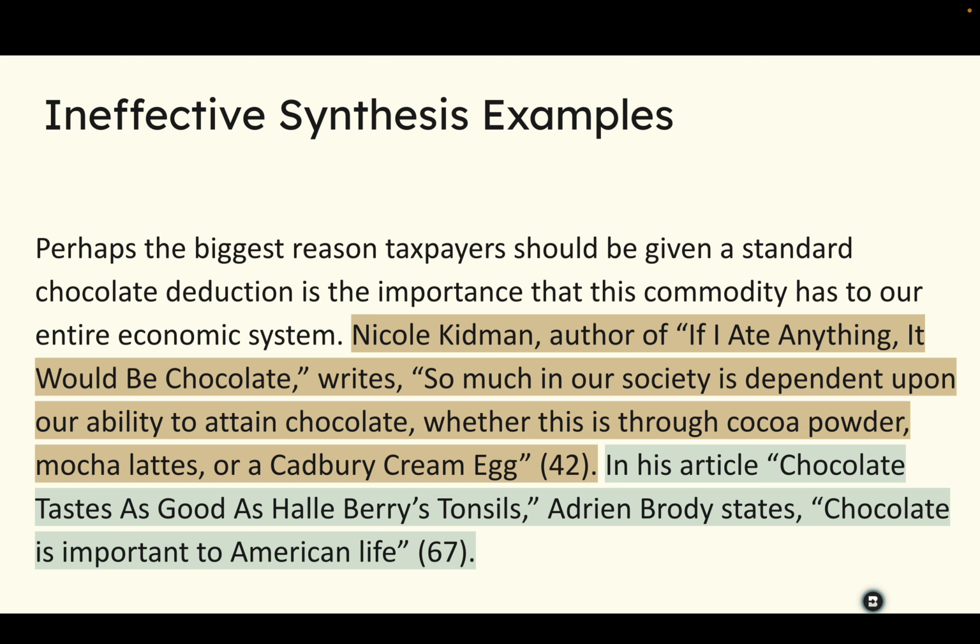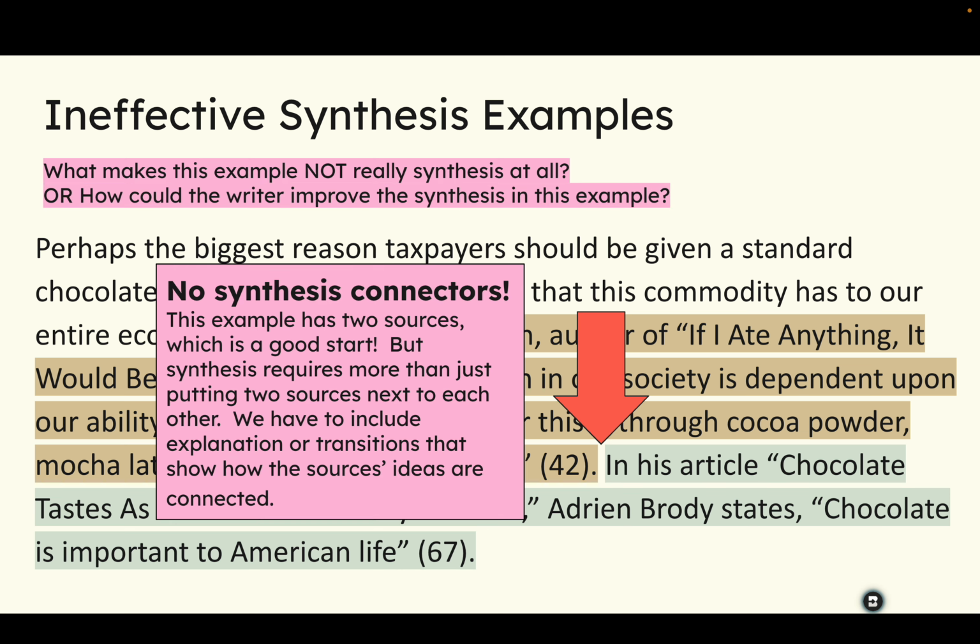In his article, "Chocolate Tastes as Good as Halle Berry's Tonsils," Adrian Brody states, "Chocolate is important to American life." So here, what are we missing? In this case, it's not really synthesis because there's no synthesis connector in the middle. It has two sources. That's a really good start. But remember, it's not just smooshing two sources up against each other. Instead, we have to include transitions that show how those sources' ideas are connected to each other. In this case, you could do something like, Adrian Brody provides further evidence.